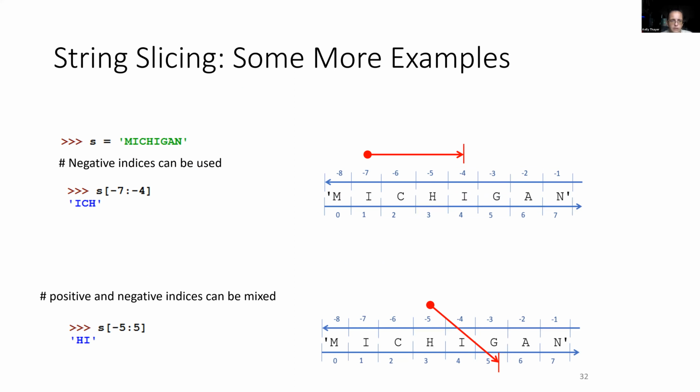A few more examples. Negative indices can be used just fine. Here we have S of -7 up to but not including -4. So we're going to slice out ICH. Positive and negative indices can also be mixed if you wish to do so. I don't necessarily recommend doing it, but there's nothing saying you can't. Here we have S from -5 up to but not including 5. So that selects H and I.